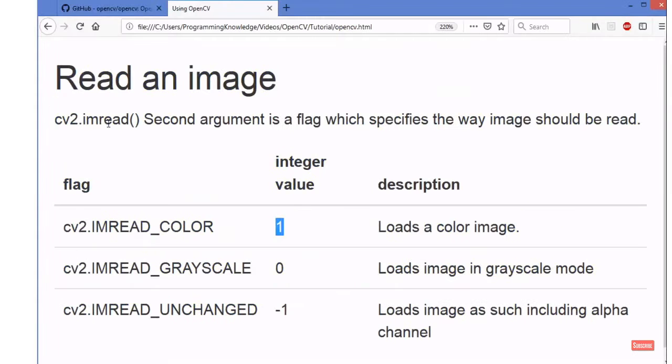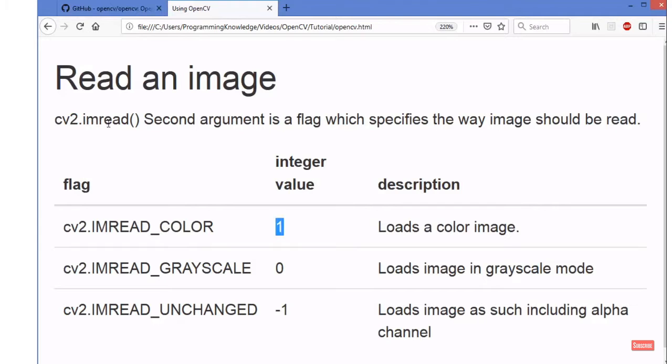Okay, so for reading an image, for loading an image, we have three different types of modes. How many types do we have? Three different types. One loads a color image. What does it do? It loads a color image. What is the second? Loads in a grayscale image.